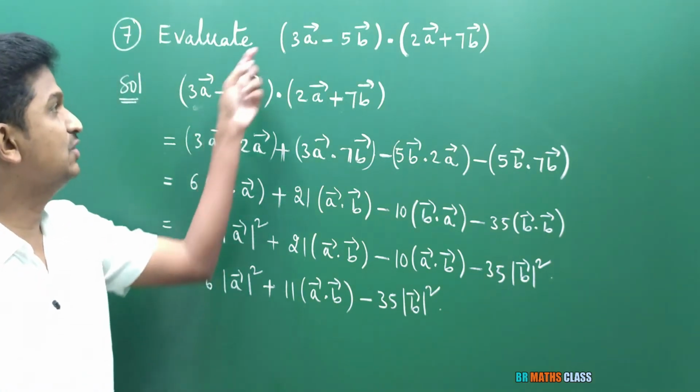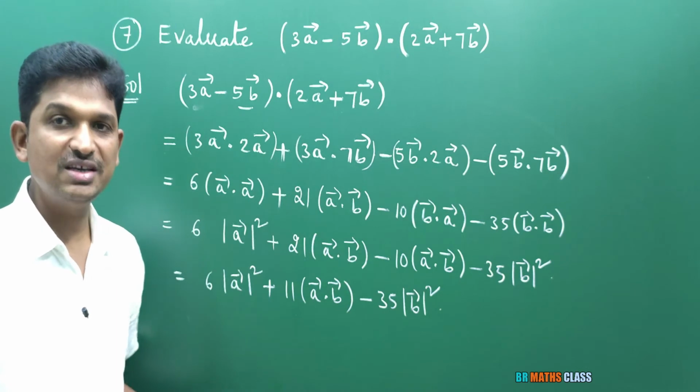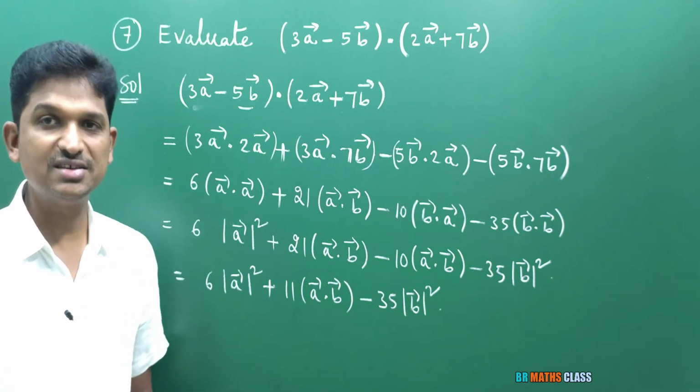So as they are asking to evaluate this product, the dot product of these two vectors is this. I hope you understand this solution.